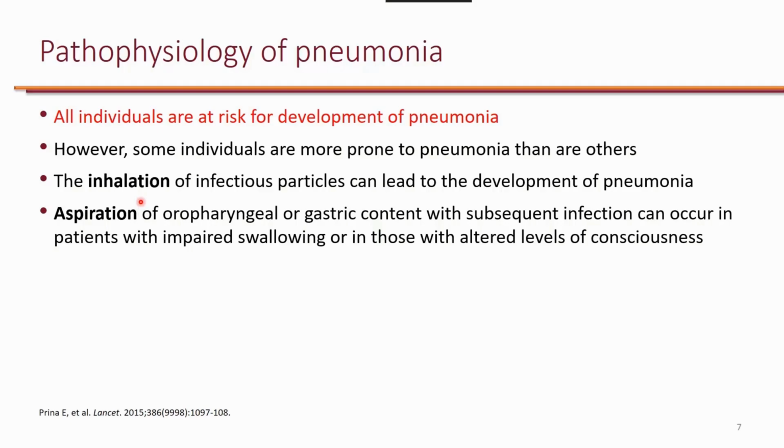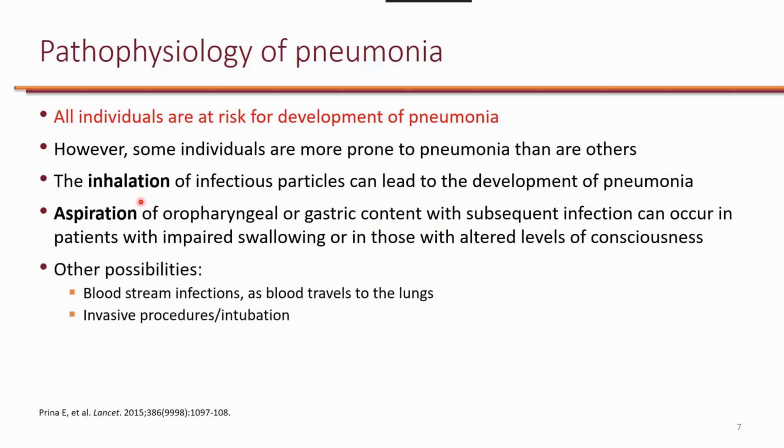Now, note that this typically includes the flora in the mouth and possibly what's in the gastric content, but it's unlikely to include anything from anything past the stomach. So it's unlikely to include anything from the intestine. So bacteroides are extremely unlikely. There are also other possibilities of getting pneumonia.